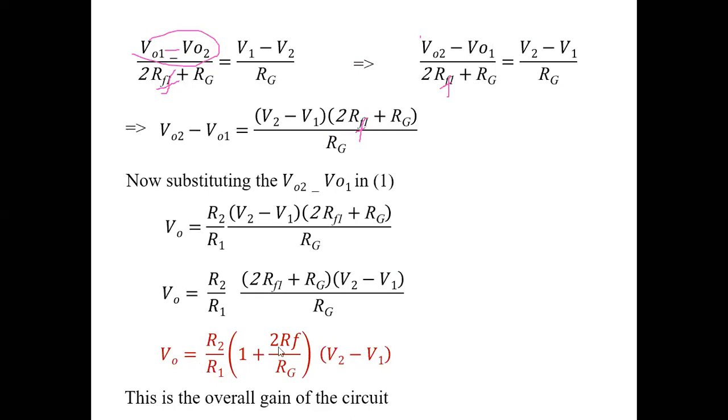See here, if you simply change the value of RG, automatically the gain will change, the output will change. Here the gain is nothing but V0 by V2 minus V1, which is equal to R2 by R1 into 1 plus 2RF by RG. So this is the instrumentation amplifier.